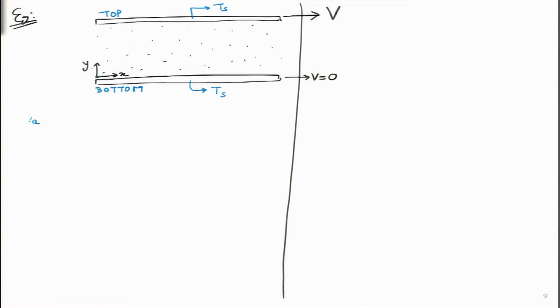So, what do we want to find in this particular problem are as follows. First, I want to find the velocity profile of the fluid. Second, what is the temperature profile of the fluid, and third, how much heat is going in or out from the top and the bottom surfaces.